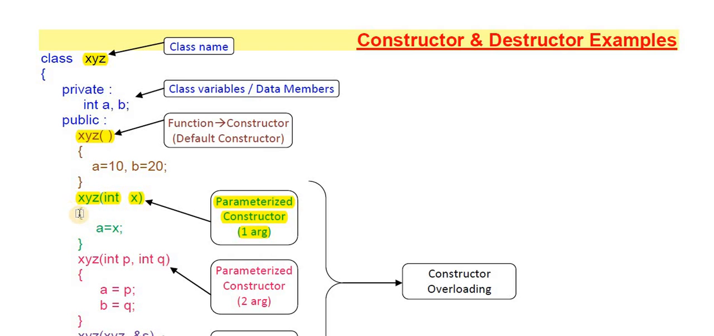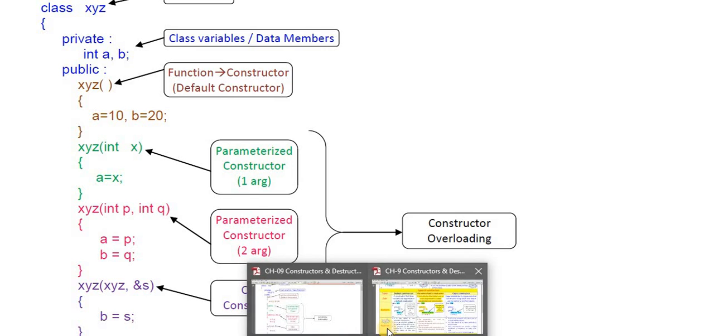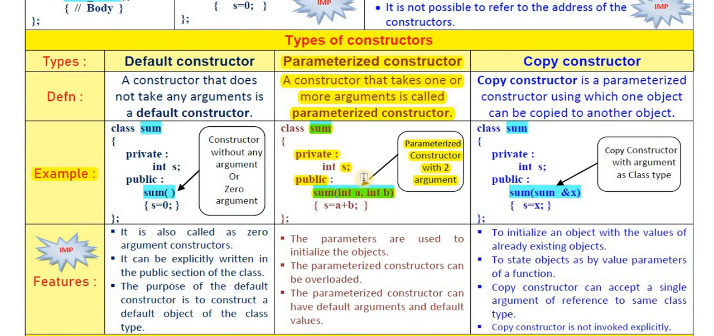So in this example, this is the body of the parameterized constructor: xyz int x. This is a parameterized constructor using only one argument. Another example, another function xyz. This is also a constructor, but this constructor is using two parameters, p comma q. So this is also an example of a parameterized constructor. It is using two arguments. So like this, a parameterized constructor means any constructor which accepts one or more parameters.